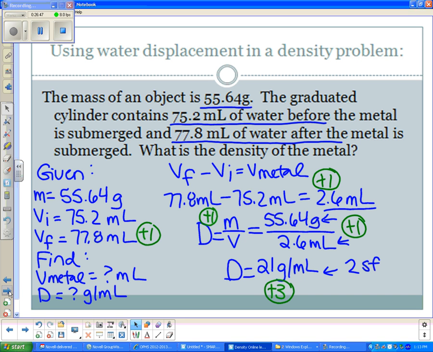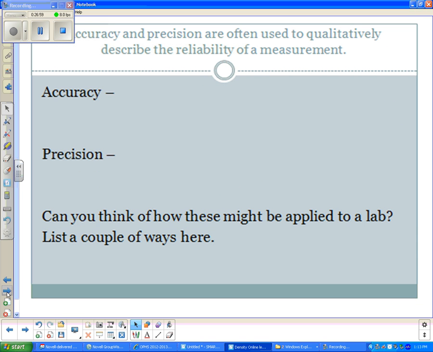Okay, so you know pretty much everything there is to know about density. With density, we're going to be doing several labs, and these particular labs that we're going to be studying lead really well into a discussion of accuracy and precision. These are often used to qualitatively describe the reliability of a measurement. Remember, we're using that word qualitative, so that means we're talking about words to describe it, not numbers.